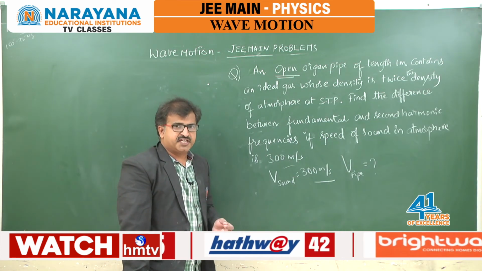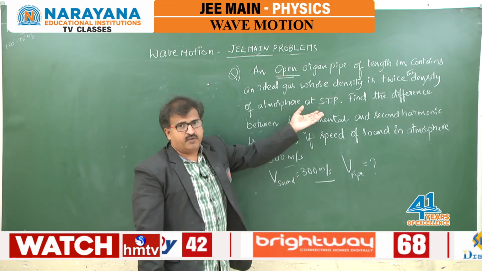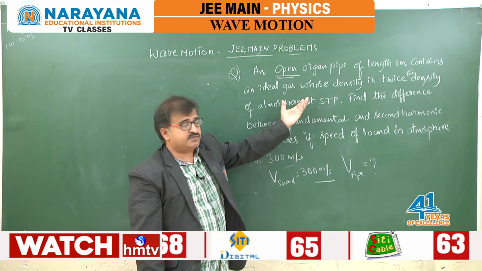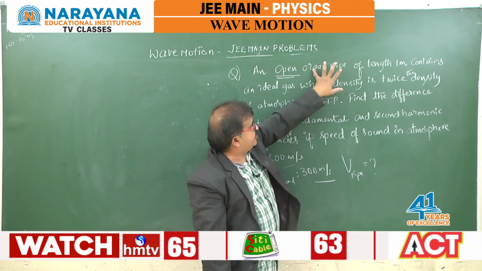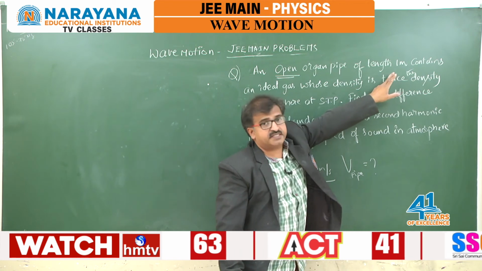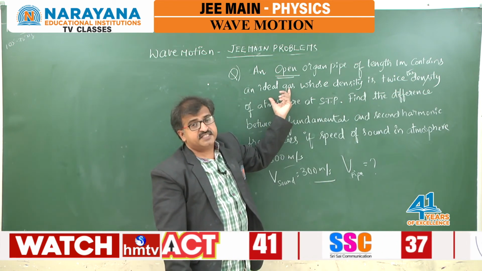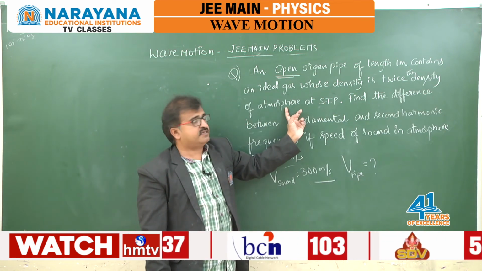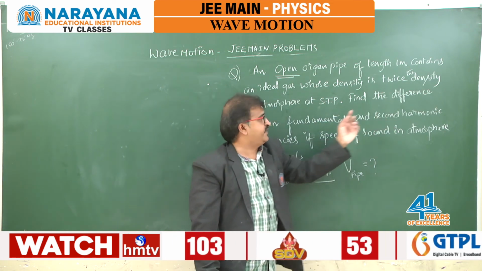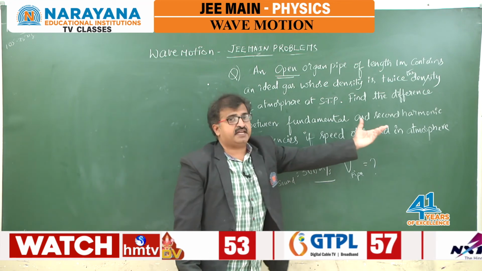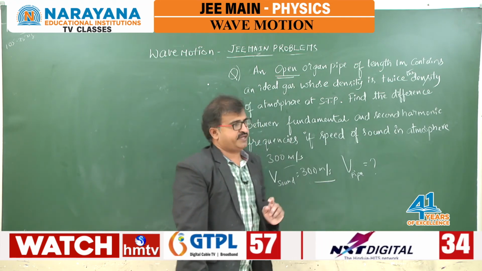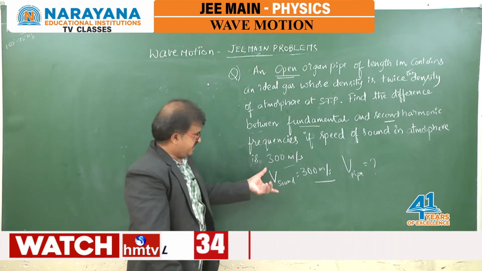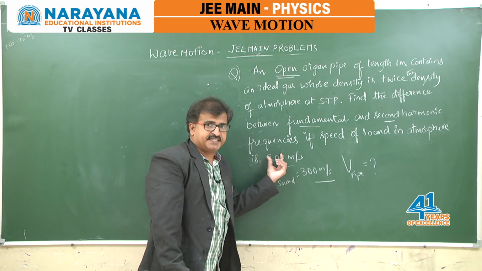Coming to longitudinal waves based, here is one problem on organ pipes. That previous problem is also changed. Here in this case, an open organ pipe of length 1 meter, in which the gas density is twice the density of the atmosphere air. Then find the difference between the fundamental and second harmonic. So here the velocity of sound is 300 meters per second, given.